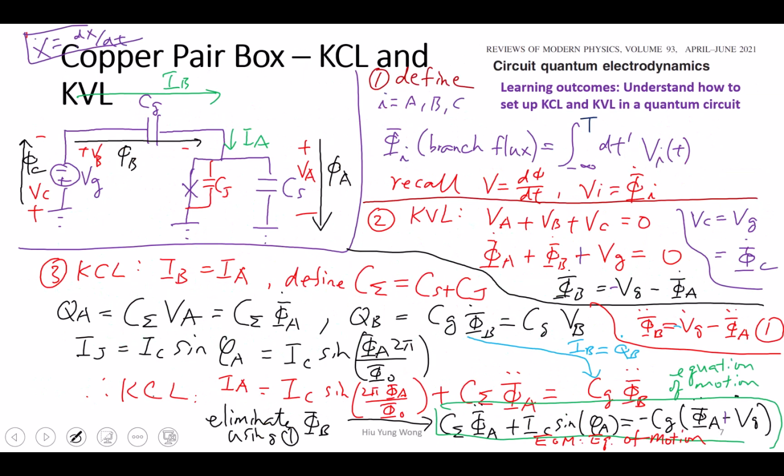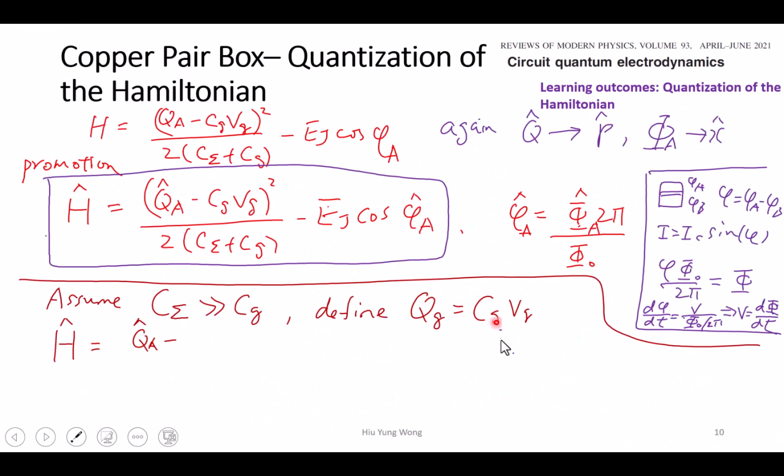Now let's take a look. This is the circuit. What I'm saying is a defined quantity, QG equals CG times VG. It doesn't mean that it is the charge across CG, because the charge across CG is QB. But you can see that if I have a positive VG, I'm going to induce positive charge in this island. But it's just a definition, QG. So then this one becomes QA minus CGVG, which by definition is QG, squared. And because I assume the C summation is much larger, this becomes 2 C summation because CG is small. And this is another form you see in the literature quite often.